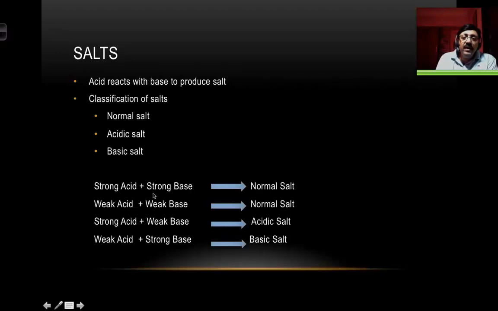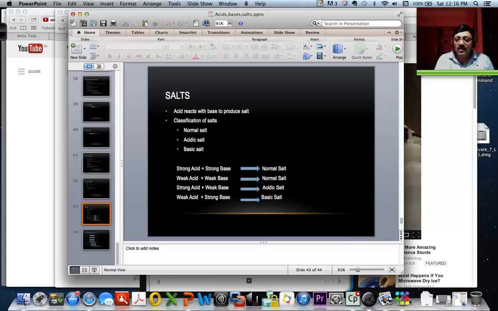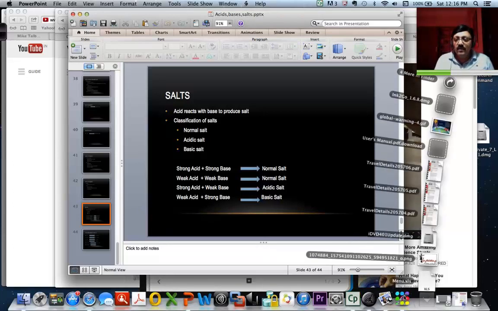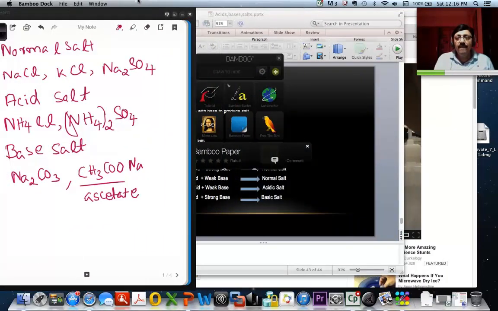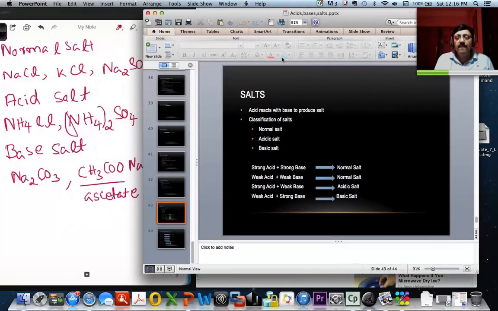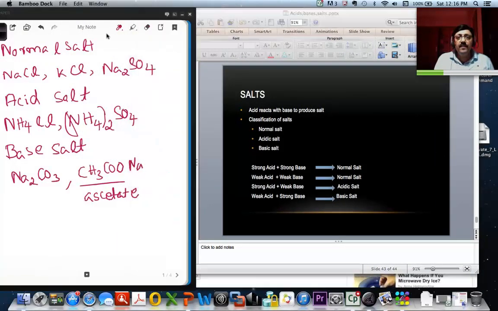Now if you look at a strong acid, let me go back to the other mode, because I have written examples here. Let me just have that also here. So if you look at a normal salt, as I told you, examples are sodium chloride, potassium chloride, sodium sulfate. When added in a solution, it gives a neutral solution where the pH is 7. And normal salts are usually produced when a strong acid reacts with a strong base.